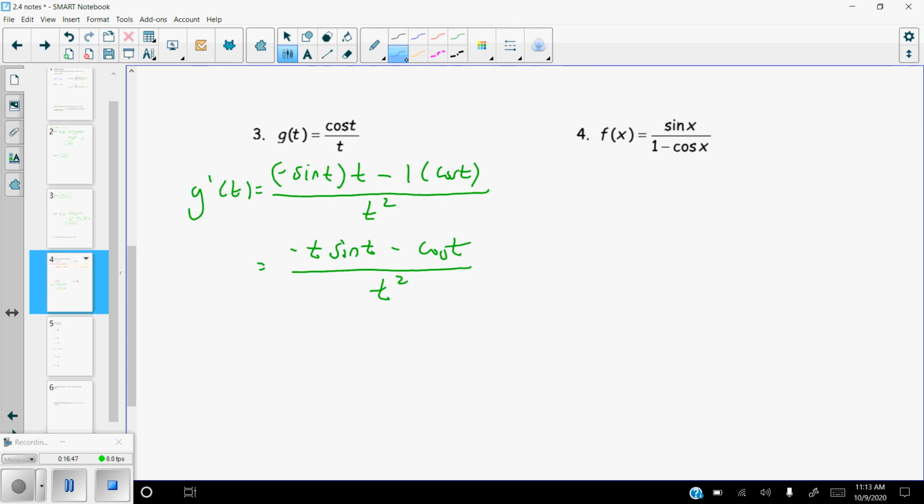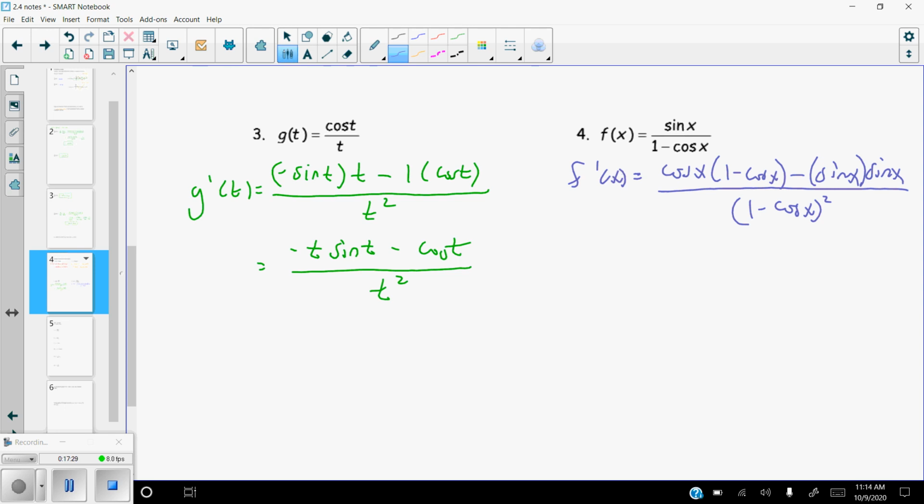All right, and then the last one here. This one's going to be a little bit longer to simplify because I want to show you how this thing simplifies all the way down. F prime of x. The derivative of the numerator is cosine x times the denominator, minus the derivative of 1 minus cosine x. The derivative of 1 is 0. The derivative of negative cosine x is actually going to be plus sine of x, times the numerator, sine of x, all over the denominator squared. Now, how you go about the rest of this, some people come up with a different way.